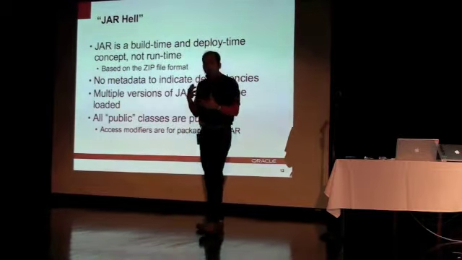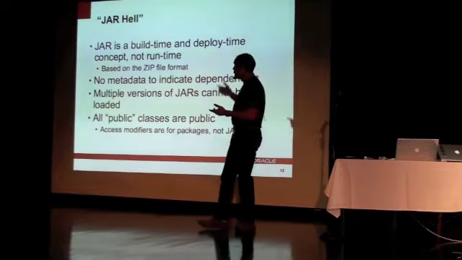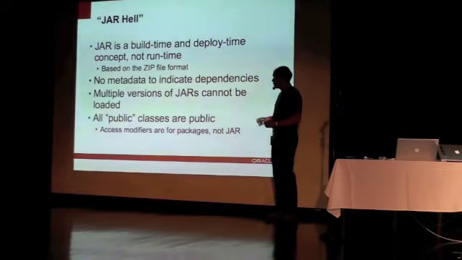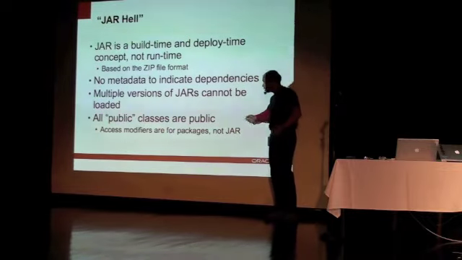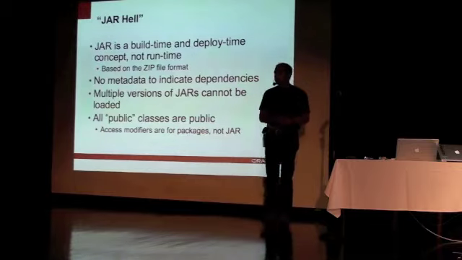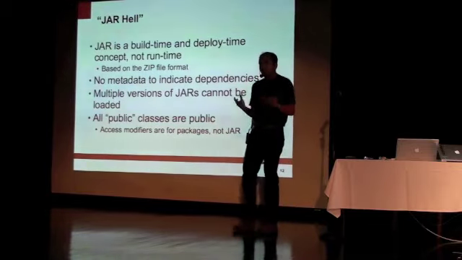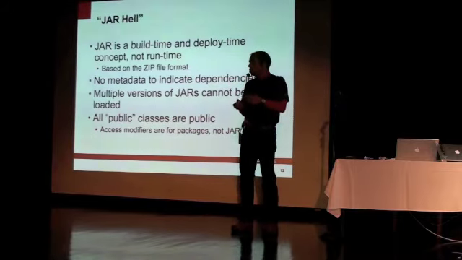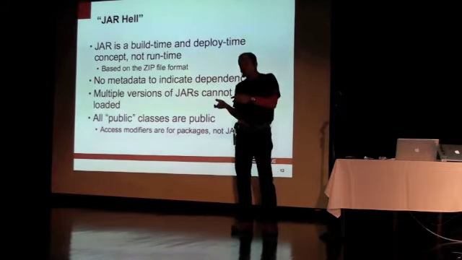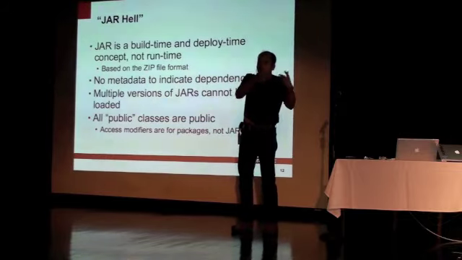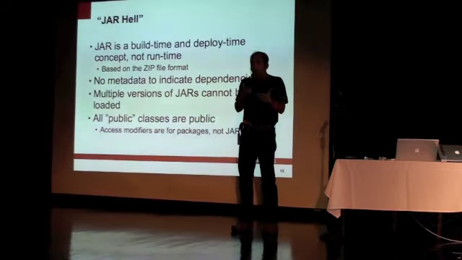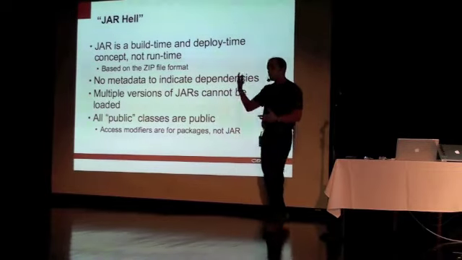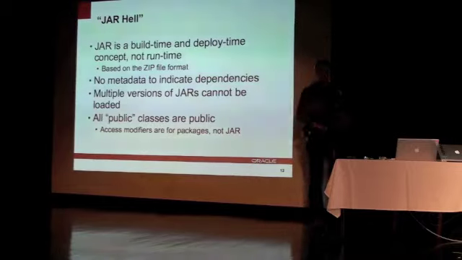So there are certain known issues with jars, and there is no metadata to indicate dependencies. Support multiple versions, for example. You cannot do that. And this is the biggest problem: all public classes are public. You put that in a public class, so that means it's exposed to me. You made the class public because you wanted it to be used from other packages in your jar file. But you did not say that other packages from other jar files cannot use it, because that's public. So there are known problems with jar dependencies.